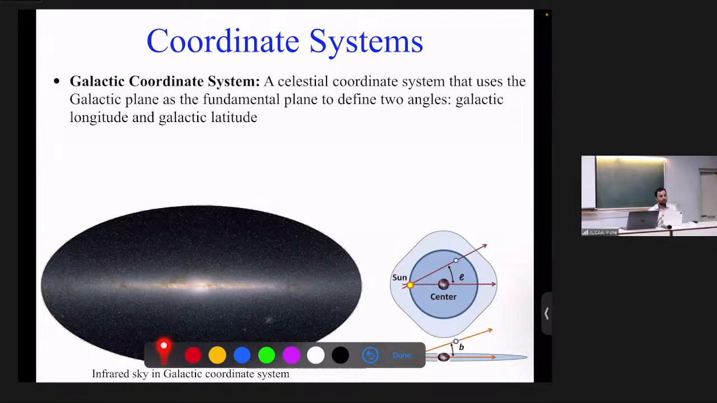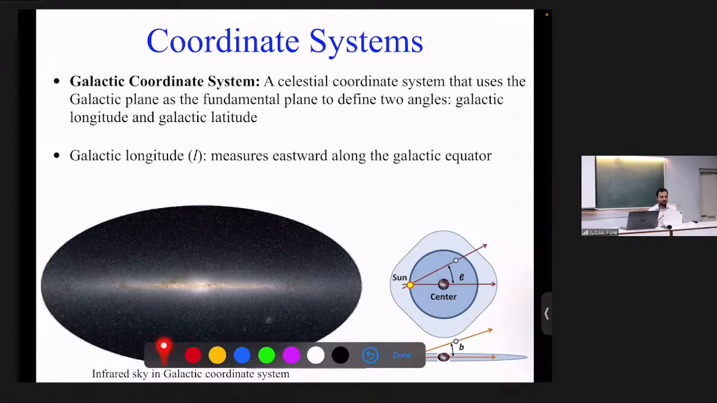If you go on top of our galaxy, I will show you. This is the galactic center, and the sun is somewhere over here. So first of all, you understood that we are talking about the galactic plane. Fine. So what is galactic longitude? It measures eastward along the galactic equator.